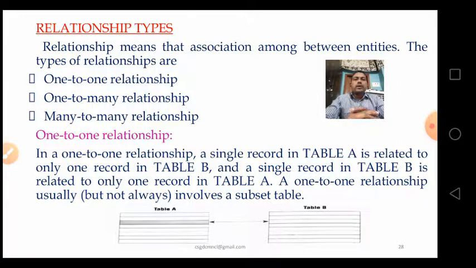In the diagram below, we have table A and table B. In table A, only one record is related to table B, and at the same time in table B only one record can be related to a record in table A. That is called a one-to-one relationship.